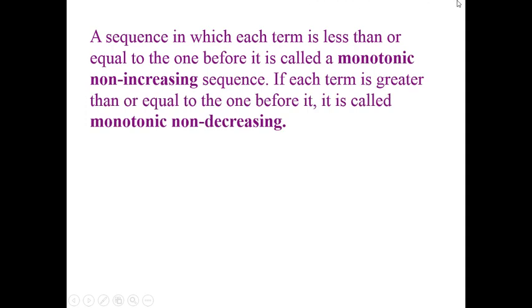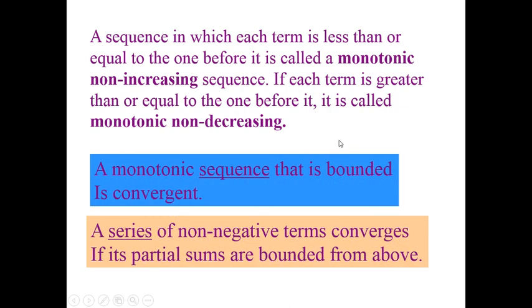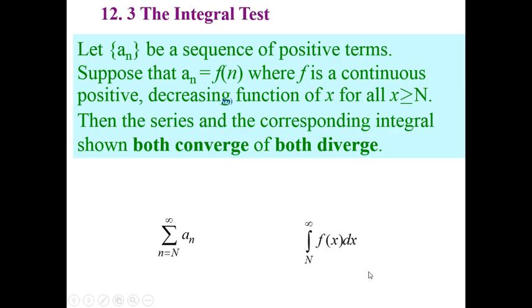A sequence in which each term is less than or equal to the one before is called a monotonic non-increasing sequence. If each term is greater than or equal to the one before it, it's called monotonic non-decreasing. A monotonic sequence that is bounded is convergent. A series of non-negative terms converges if its partial sums are bounded from above. So that way it's always considered convergent.